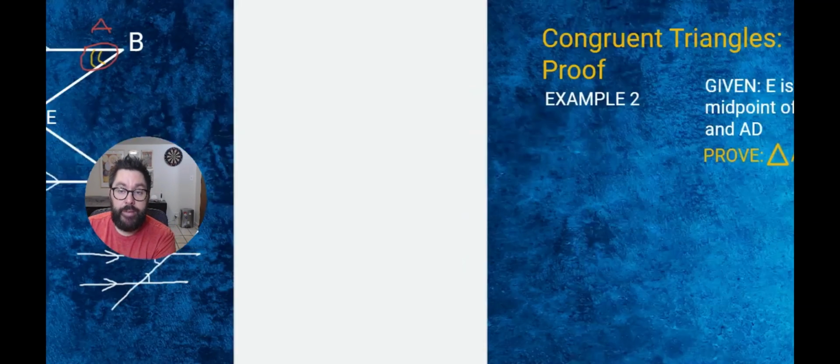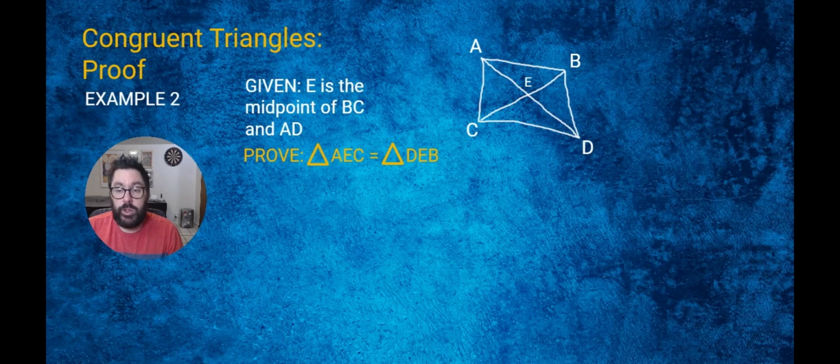All right, let's check out what we have on the next example. So we have a four-sided shape, ABDC, or ACDB, and we're given a piece of information. E is the midpoint of segment BC and segment AD. And then we have to prove, so good habit, look at what you're given, look at what you have to prove, get that all in your head, and then start thinking about it. So we have to prove triangle AEC, so that's this triangle around here, is congruent to triangle DEB. Okay, so that's this one over here.